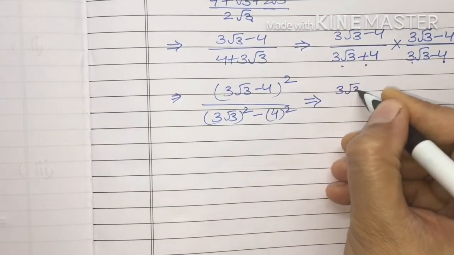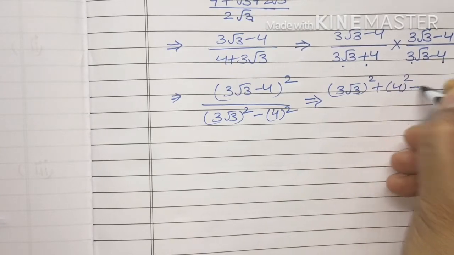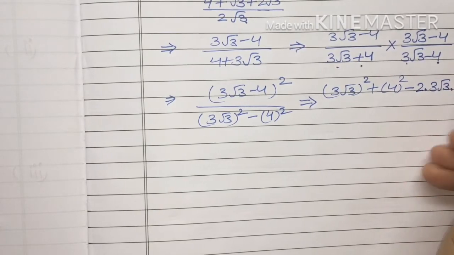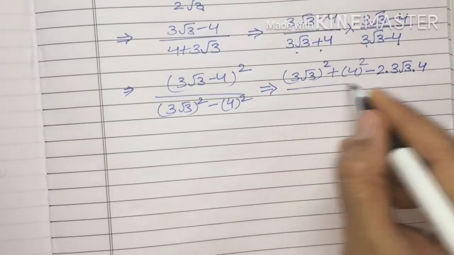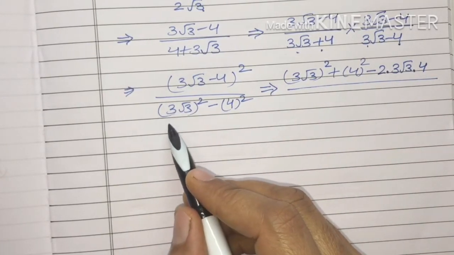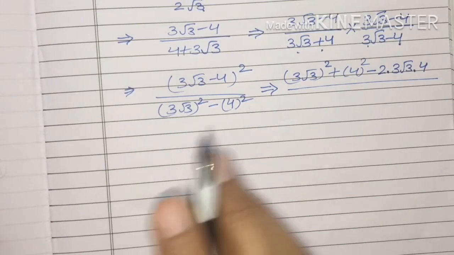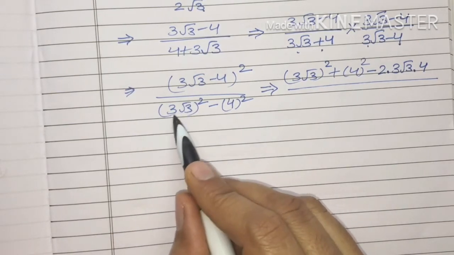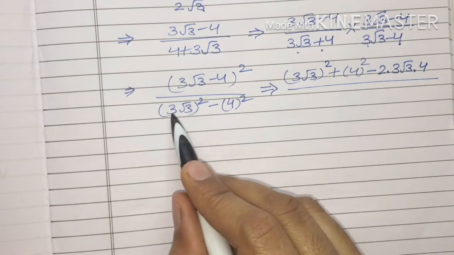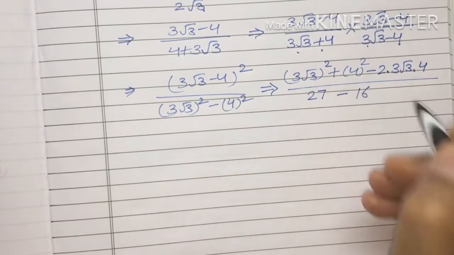So a square plus b square minus 2 into a, means 3 root 3, into b, means 4, upon a square minus b square. So square of 3 also. Some students make this mistake that they only square root 3 and leave this 3 as it is. So you have to square both these numbers. 3 3s are 9 and square of root 3 is 3. So 9 3s are 27 minus 4 4s are 16.